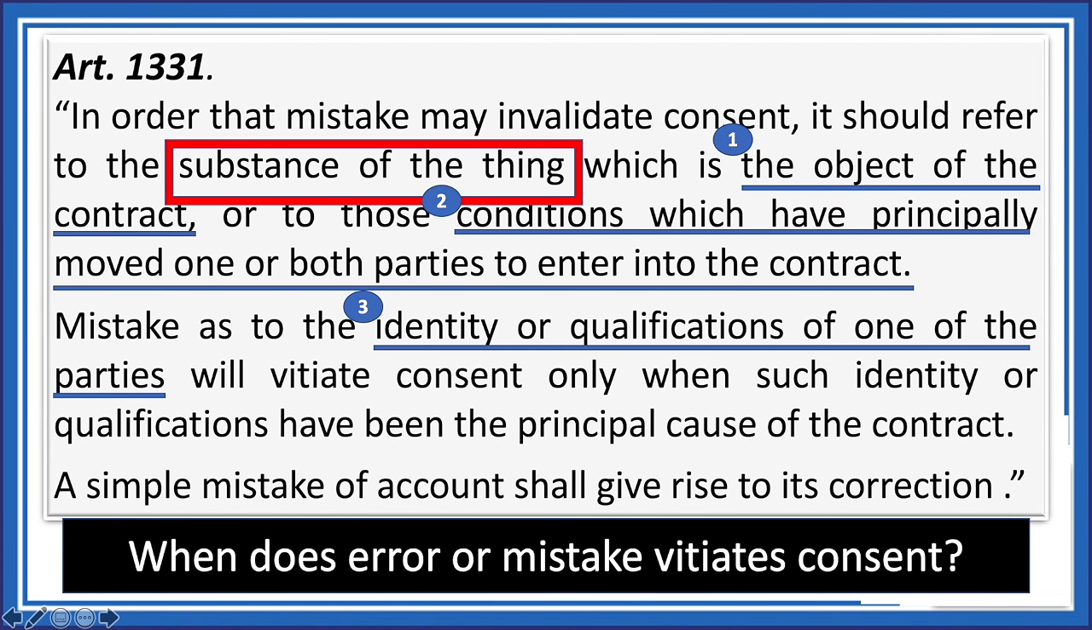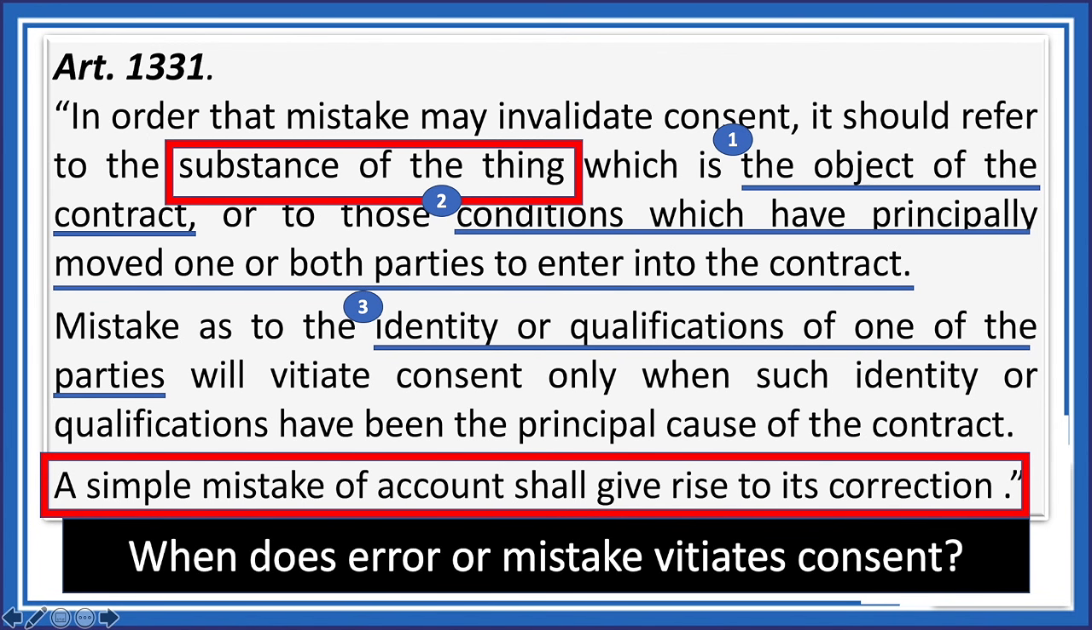Okay? So, dapat may substantial error or mistake as to that aspect, either the object of the contract, yung conditions which principally moved or induced one of the parties, and third, identity or qualifications ng one of the parties. And yung last paragraph, meron dyan, a simple mistake of account shall give rise to its correction. So, meaning, pag simple error or mistake as to account lang, hindi naman kailangan ng annulment of contract. Pwede namang correction lang. Okay?